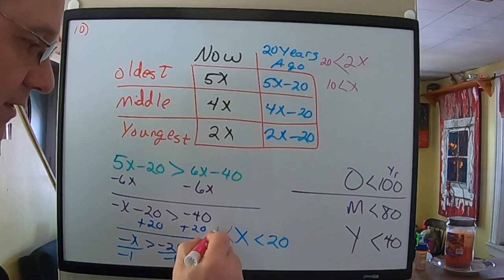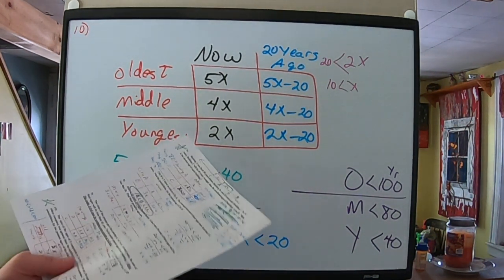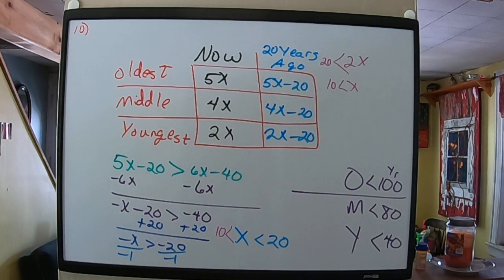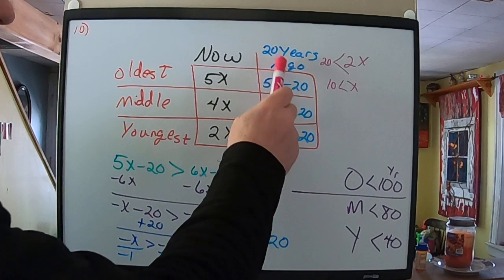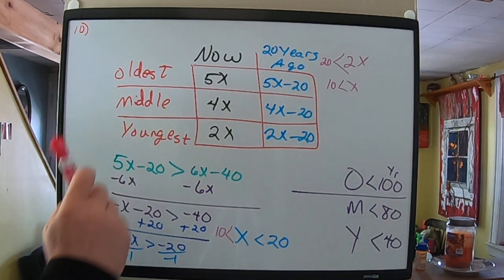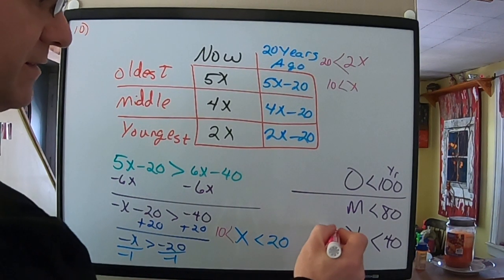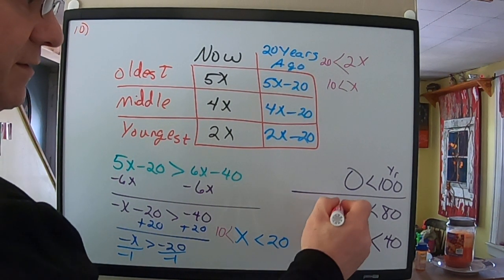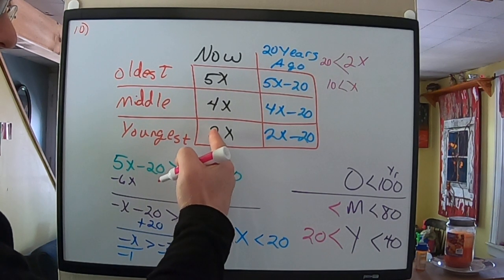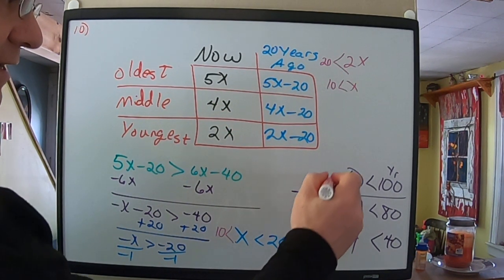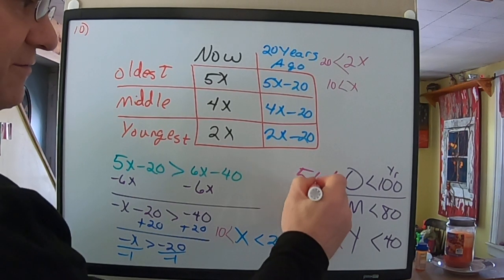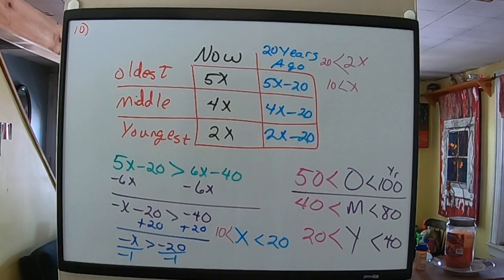So technically x is greater than 10 at the same time, because the youngest had to exist. Now, if it were in the future, you'd just say greater than 0. But because it's going into the past, that gives you a minimum age for the youngest of 20. So that means the youngest has to be greater than 20. The middle, 10 for x, would be 40. And the oldest has to be at least 50 years old. So the oldest has to be between 50 and 100.